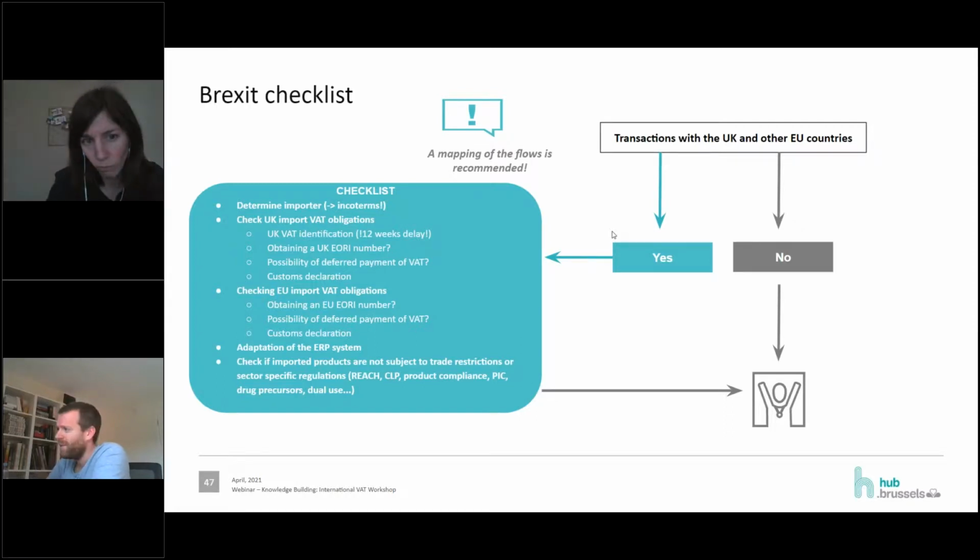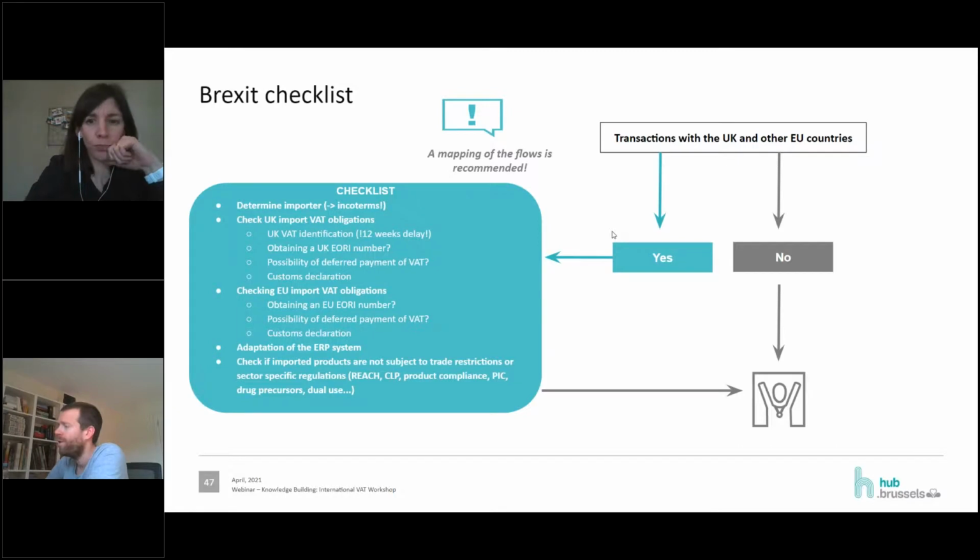Yeah, thanks, Emilie. Indeed, as mentioned by Emilie, this can be done for other non-EU countries, but we did it for Brexit, for the UK, because that's important in order to assess if you have obligation in terms of imports in Belgium, or in this case the UK. So that's a checklist that you should be doing for each non-EU country with whom you would do business.